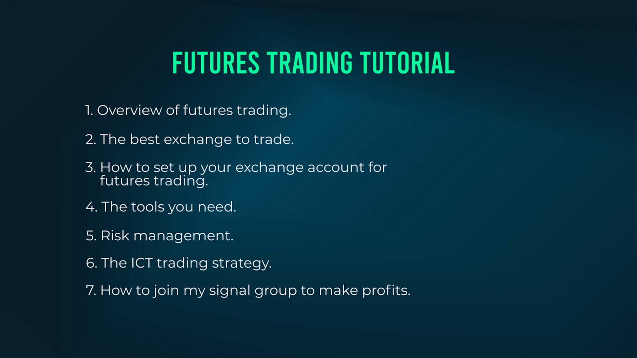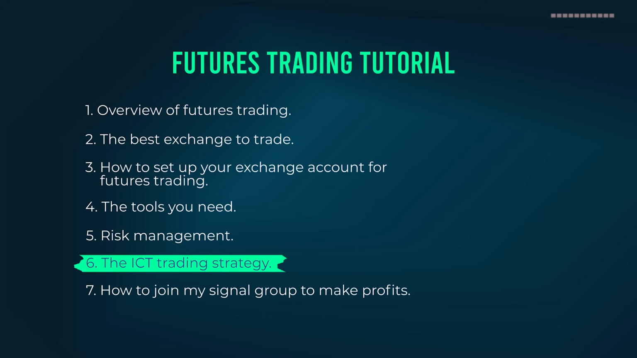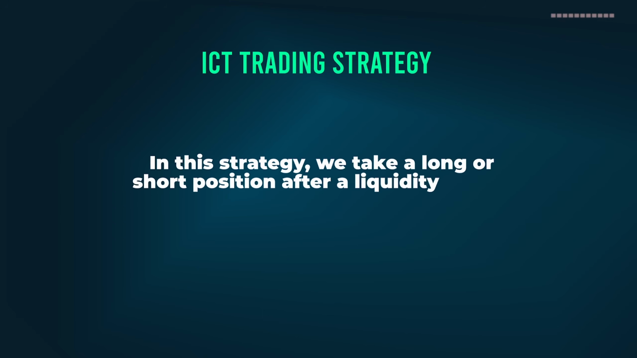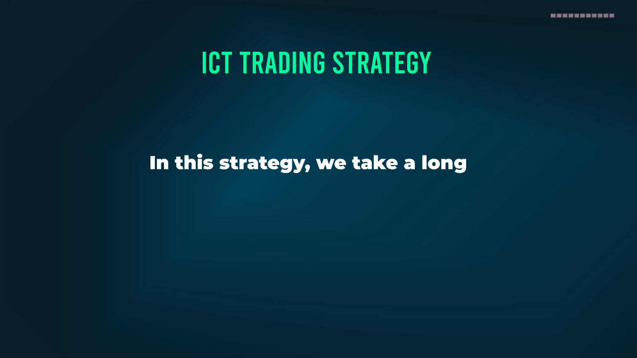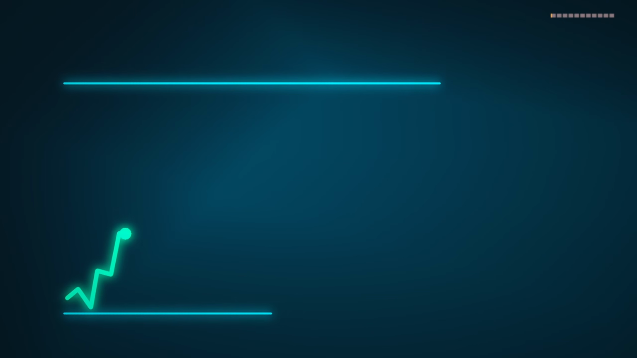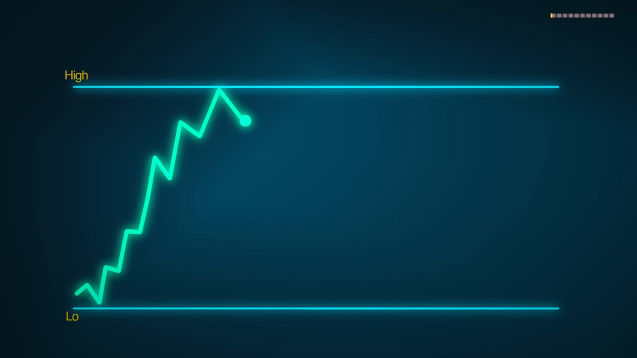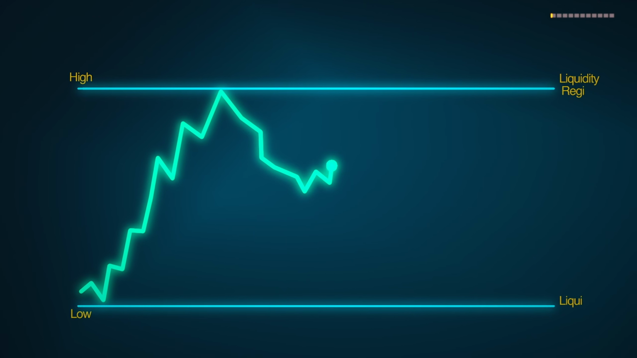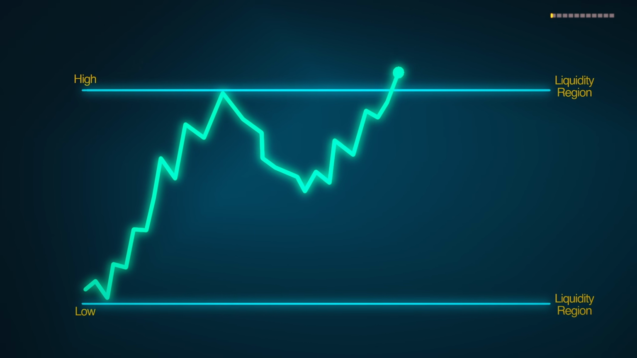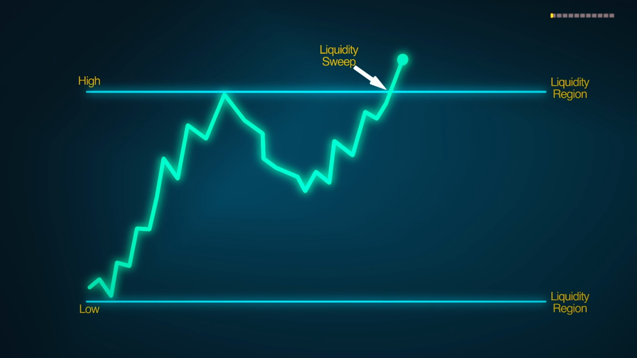Now that you know risk management, let's look at the trading strategy, the ICT Trading Strategy. In this strategy, we want to take a long or short position after a liquidity sweep. Liquidity sweep is where there are large concentrations of orders, usually at the previous day high and low. When this liquidity region is broken, we call it a liquidity sweep.